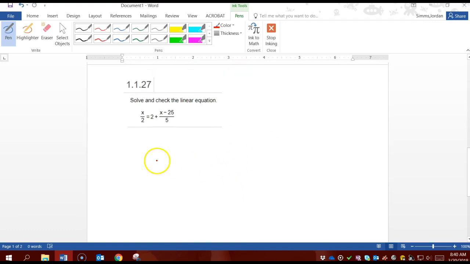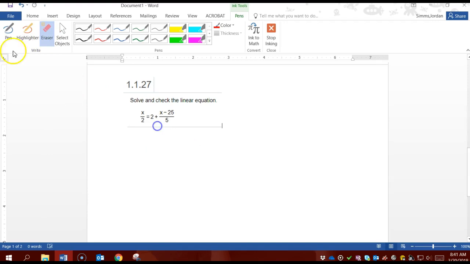Let's take a look at the second problem you sent me. Here we're going to solve and check this linear equation. We have x over 2 equal to 2 plus x minus 25 over 5. When we have an equation with a bunch of fractions, it's often best to do the LCD trick. Now the LCD here is going to be 10, right? Again, because 2 is just 1 times 2, and then 5, well 2 times 5 is 10. That's the LCD here.